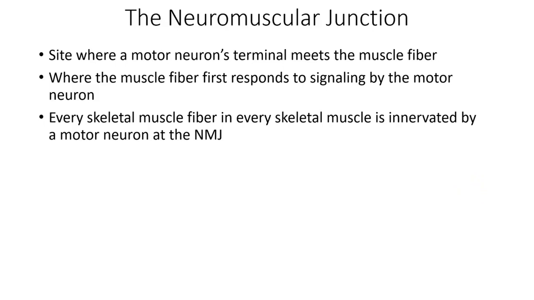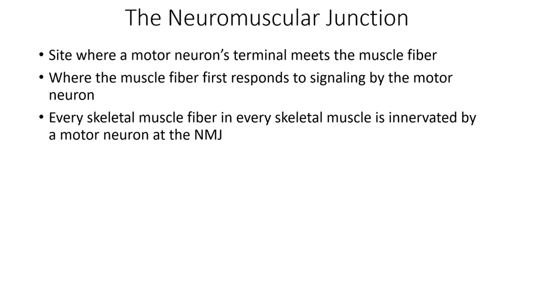Alright, so we are continuing by talking about the neuromuscular junction. The neuromuscular junction is a very, very specialized site where a motor neuron, a neuron that is controlling movement, is going to meet the muscle fiber itself. This is where that muscle fiber first starts responding to that signaling from that motor neuron, and then every single skeletal muscle fiber in that skeletal muscle is controlled by that same motor neuron at the neuromuscular junction.